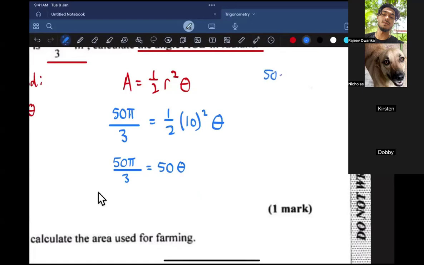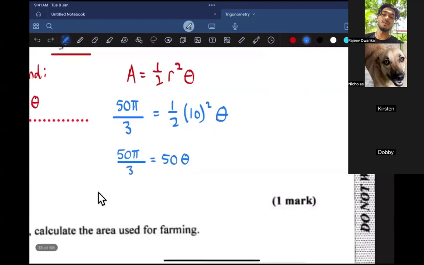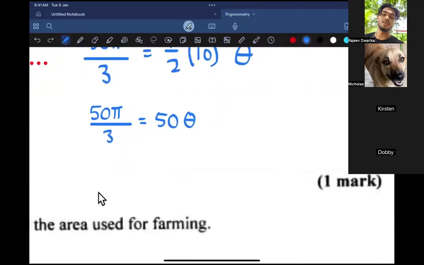If 50 eggs is $100, how do you find 1 egg? Kira, if 50 eggs is $100, how do you find 1 egg? Divide. Right, 100 divided by 50. So that's exactly what you're going to do over here. We're going to divide both sides by 50.